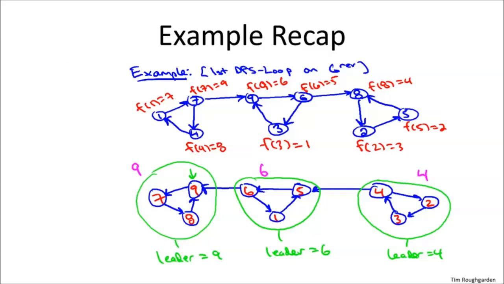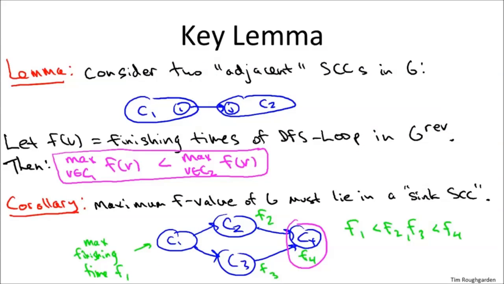Basically, you can keep following arcs and you keep seeing bigger and bigger finishing times. So the biggest one of all, it has to be somewhere where you get stuck, where you can't go forward, where there's no outgoing arcs, and that's what I'm calling a sink SCC. Okay, so assuming the lemma is true, we now know this corollary is true.